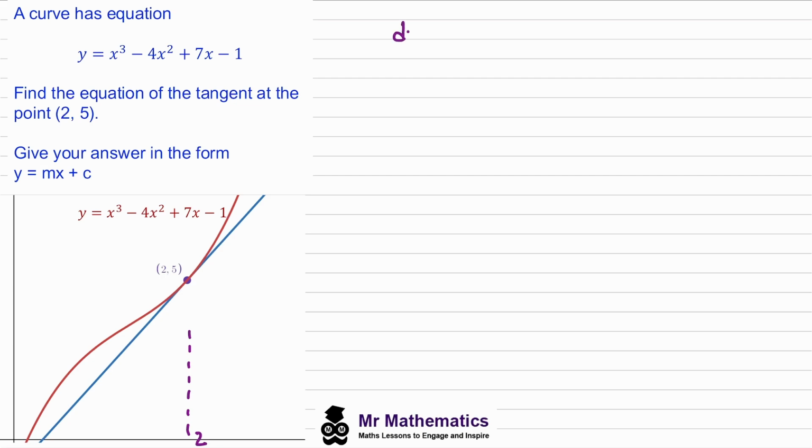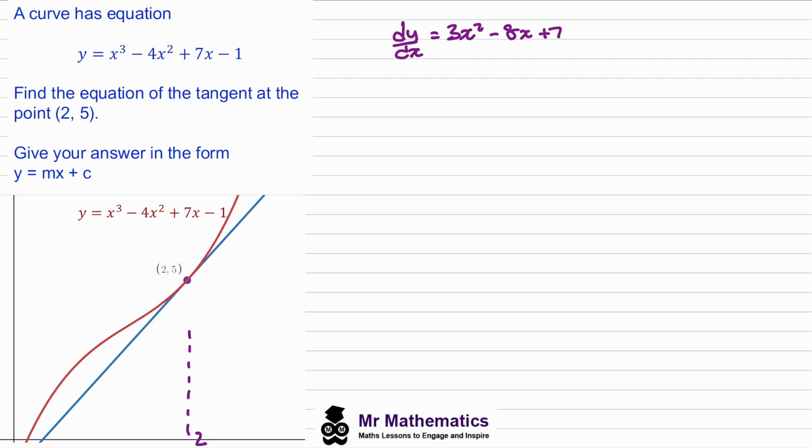So we find dy by dx, we differentiate each of these terms, so this becomes 3x squared. The negative 4x squared becomes negative 8x. This x will go, so we're left with 7. And this negative 1 is just a constant, so this will go. So this is the gradient function of this curve.